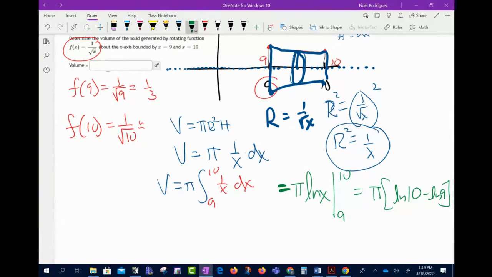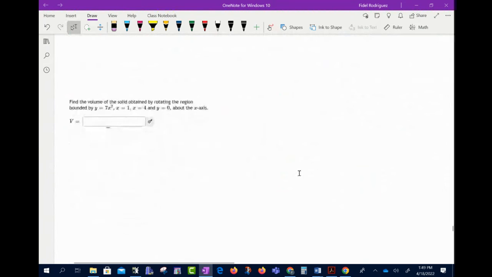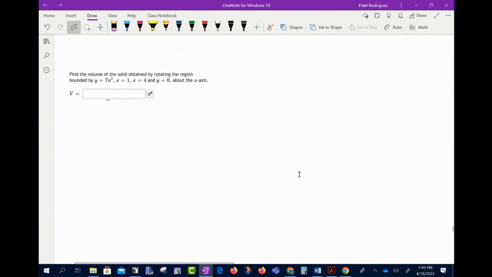When you write natural log of 10 minus natural log of 9, that does not equal natural log of 10 minus 10 over 9? No. 10 over 9, yeah.